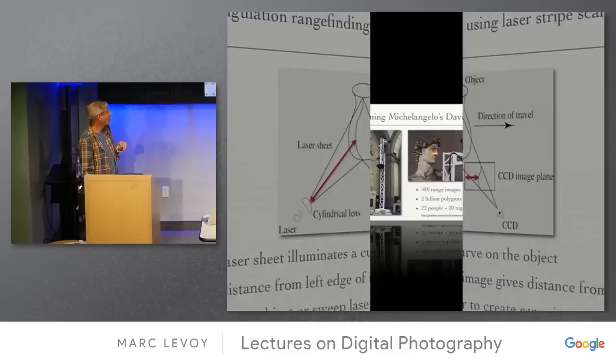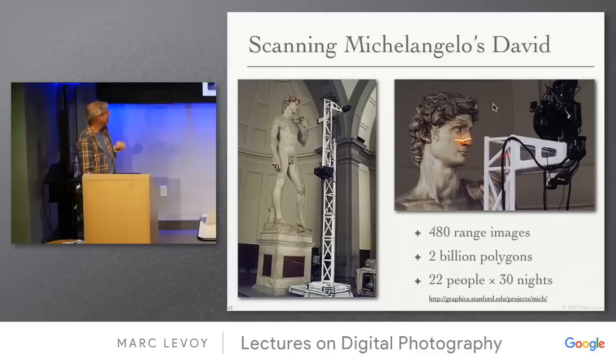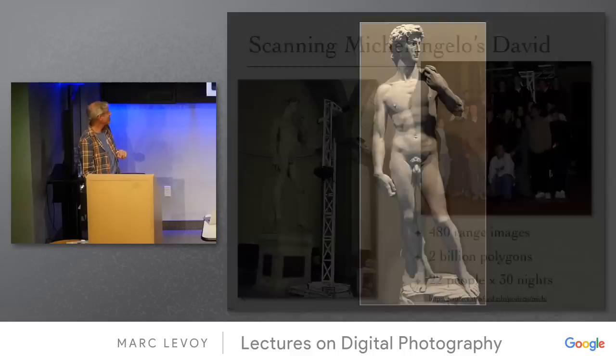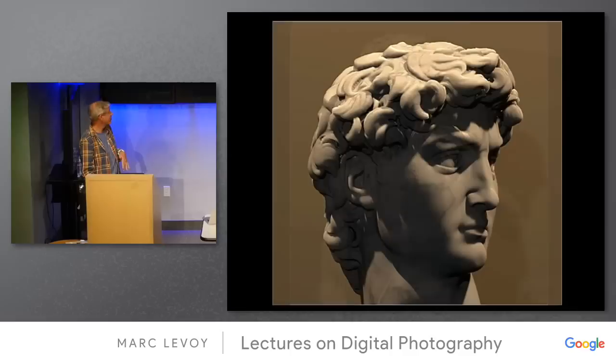We used that during the Digital Michelangelo project. We took one of these laser triangulation rangefinders to Italy, and there's the stripe running up the David. Bunch of people doing a bunch of all-nighters to scan the statue. There I am when I had hair of a different color, with a bunch of Stanford students. And there's the model that we captured. So we're zooming into a model. This is not a photograph of the statue.